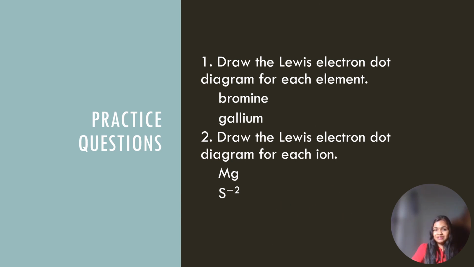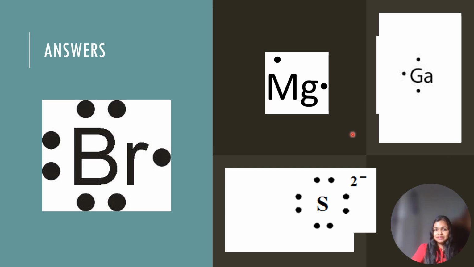Now let's look at the answers. So make sure when you compare your answers, you see if you did this right or if you need more practice. So looking at bromine, we see that bromine belongs to group 7A. We're going to put the symbol and then 7 dots around to represent valence electrons. Distribute 1 dot first on each side and then pair them up.